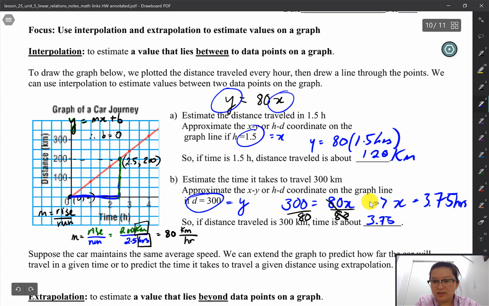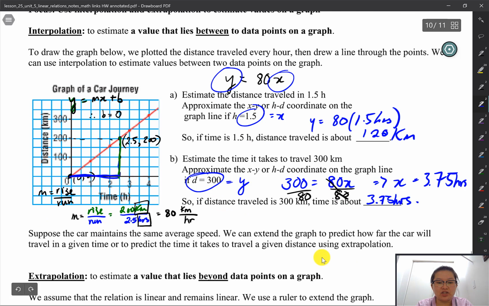And notice that we are a little bit more precise than we were before. Very interesting. Notice the longest step was to figure out the equation. After you figure out the equation for the line, the slope y-intercept form, then everything else becomes very fast and easy and more precise. So let's go to this next one here. Suppose the car maintains the same average speed. We can extend the graph to predict how far the car will travel in a given time, or to predict the time it takes to travel a given distance using extrapolation.